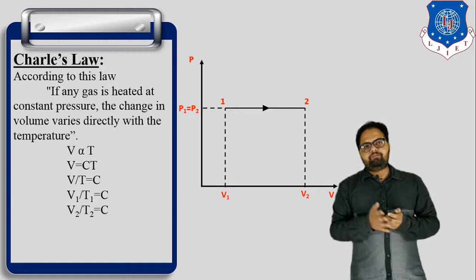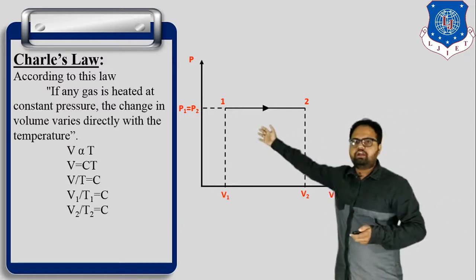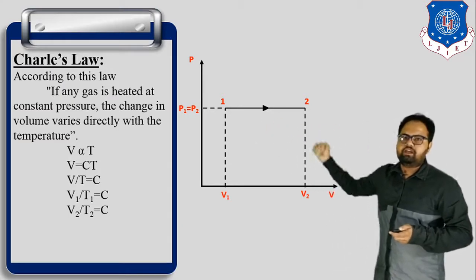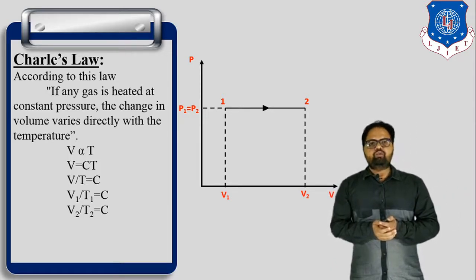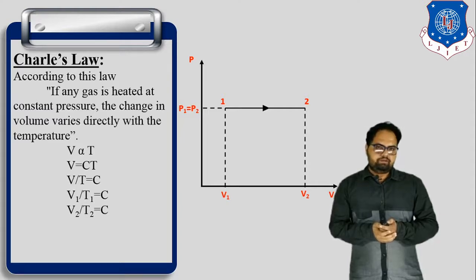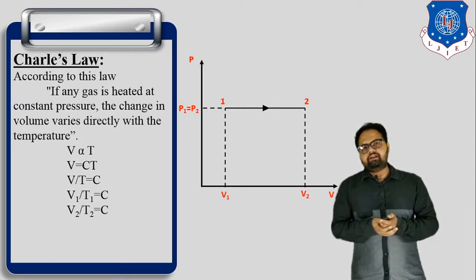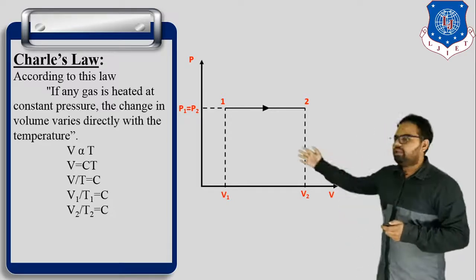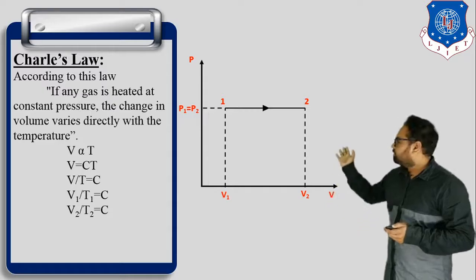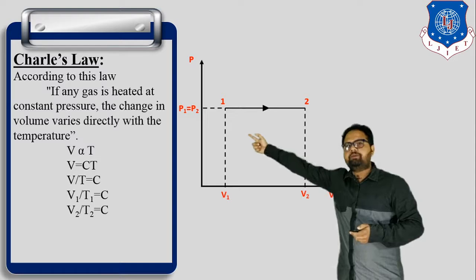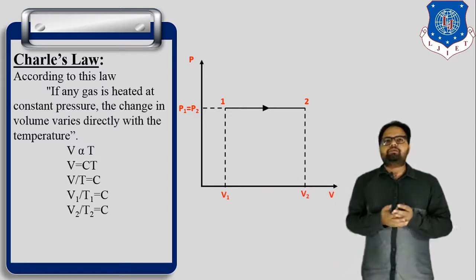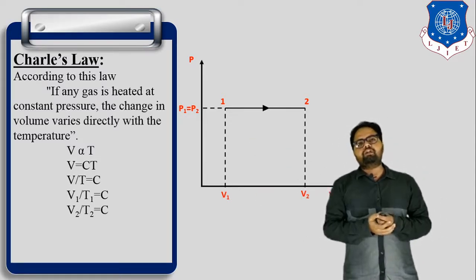In any system, if point number 1 is the initial state and point number 2 is the final state, then we can rewrite this equation as V1 by T1 is equal to V2 by T2 is equal to C. Here we can see that the pressure of the system remains constant throughout the process. So in the P versus V diagram, you can see that the pressure of the system remains constant throughout the process. Here you can see that P1 is equal to P2, that means initial pressure and final pressure both remain the same throughout the process.